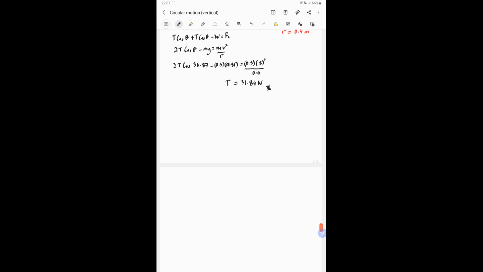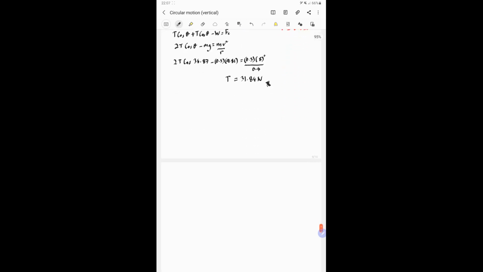Okay, now for the second part B. I think we need to sketch the diagram again now. Okay, for the second part. Okay, sorry, wrong position.